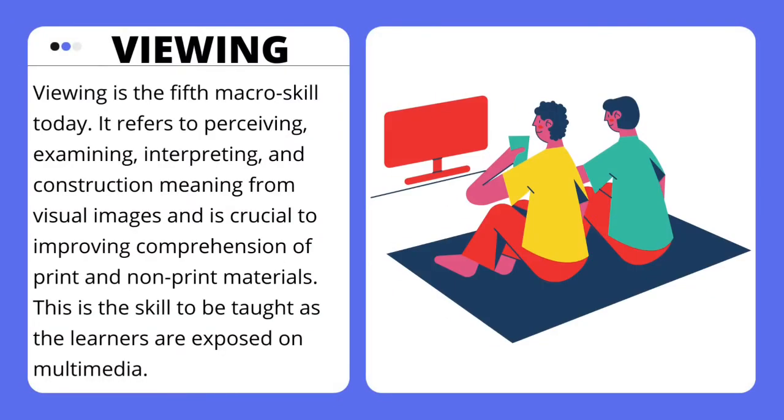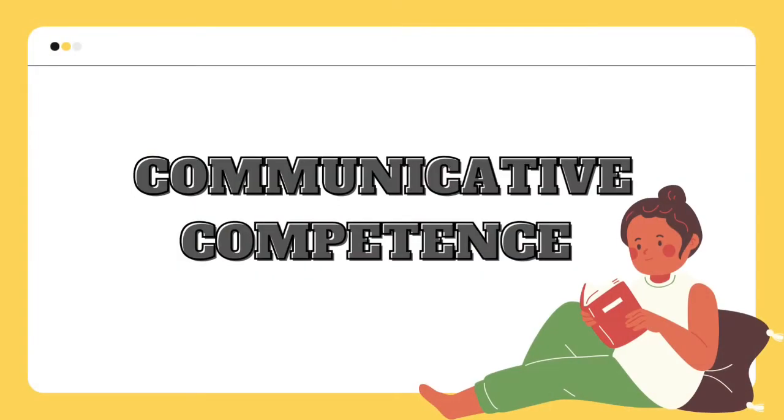And the last one is viewing. It is the 5th macro skill today. It refers to perceiving, examining, interpreting, and constructing meaning from visual images and is crucial to improving comprehension of print and non-print materials. This is a skill to be taught as learners are exposed to multimedia.